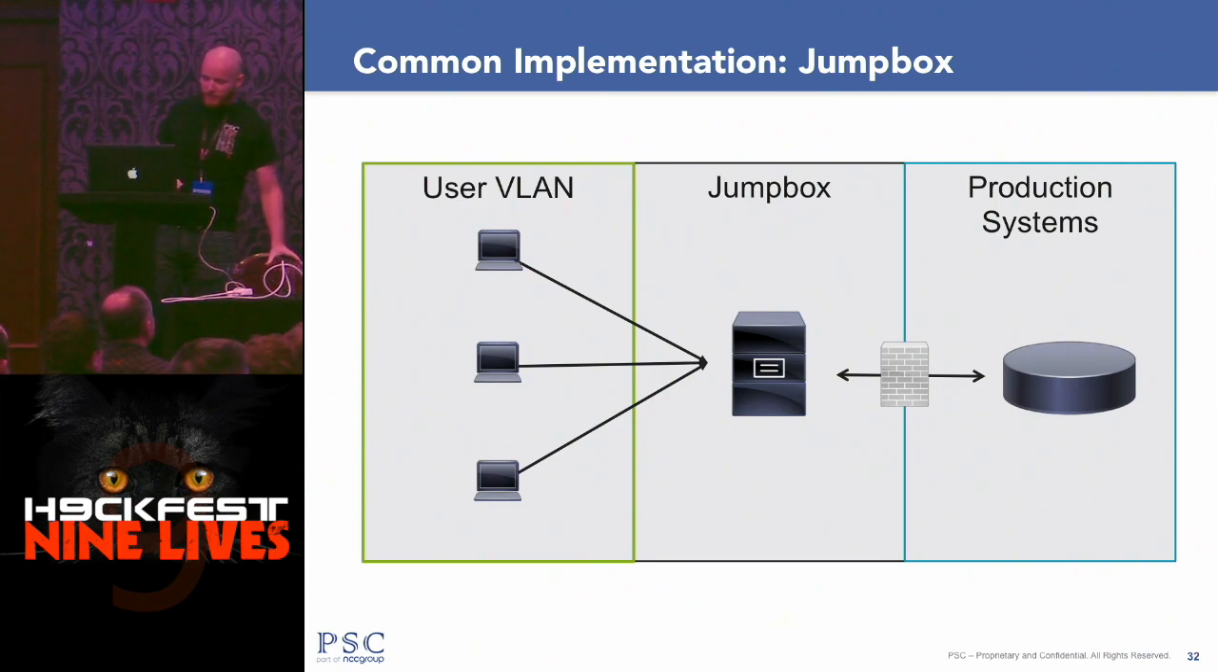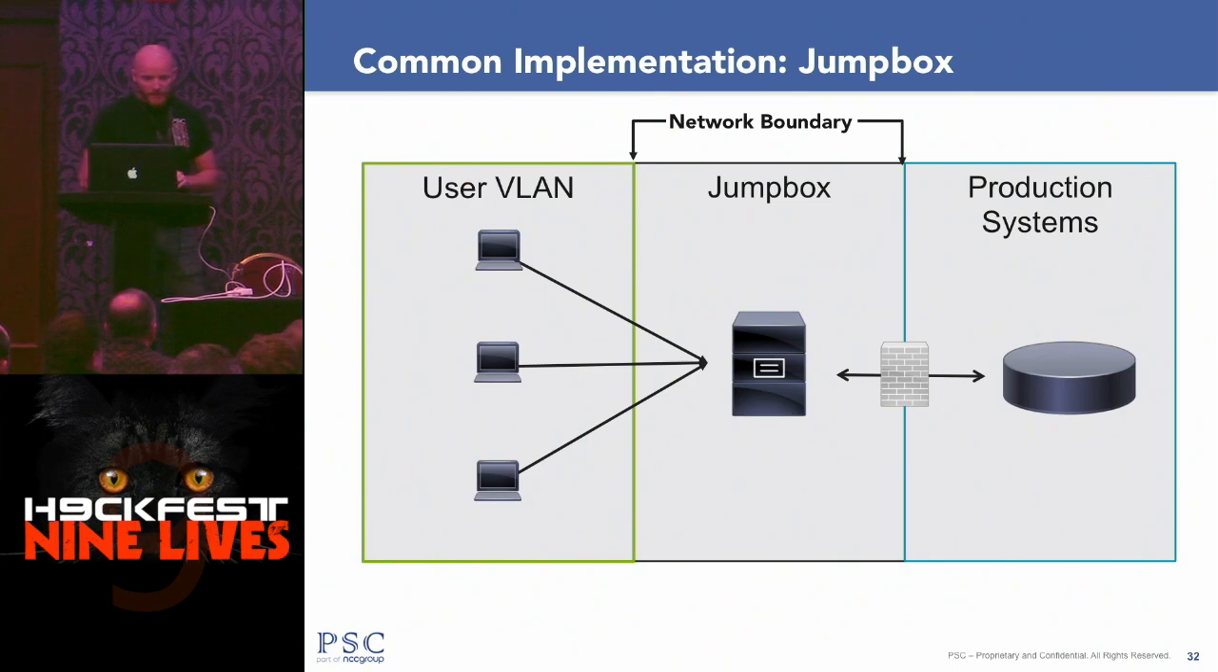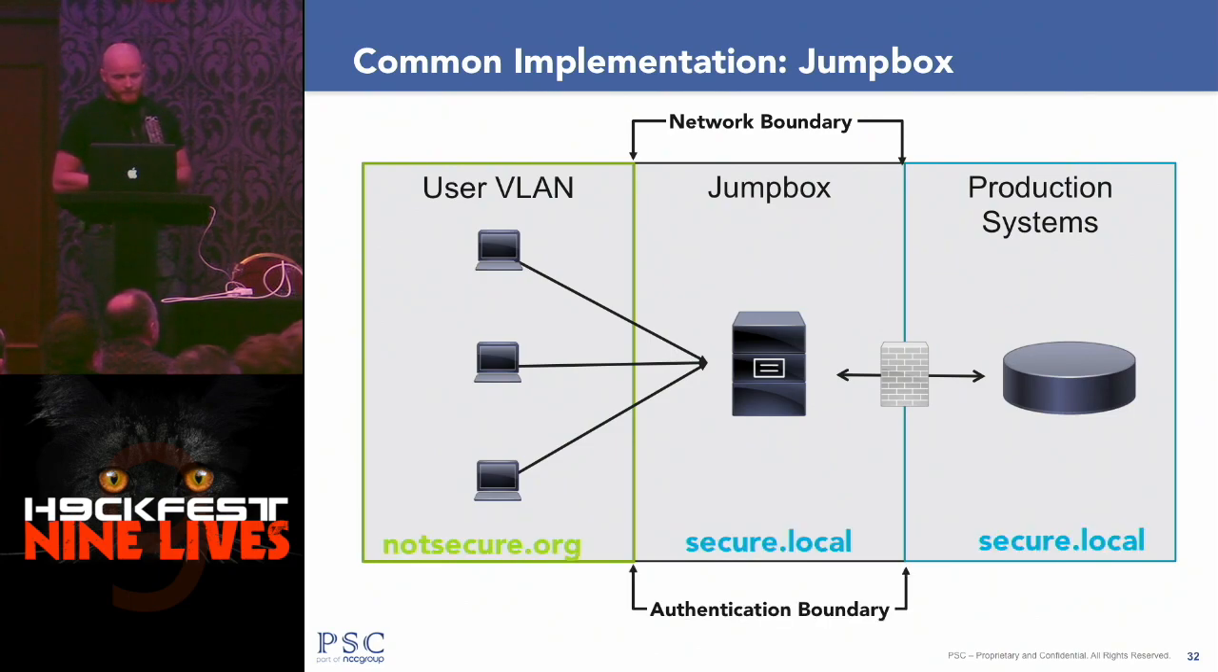So Jumpbox, for our purposes, is going to be a device that spans two dissimilar security zones. I think typically we see this built with SSH or remote desktop, depending on what technology you want to employ. So this provides a nice way to implement a network boundary by restricting connections between zones to one or a few hosts, and also a place to implement an authentication boundary. So it gives you a way to do both in one solution.